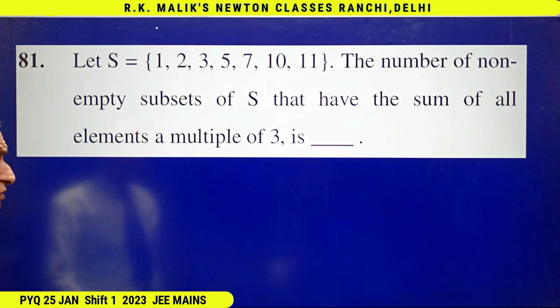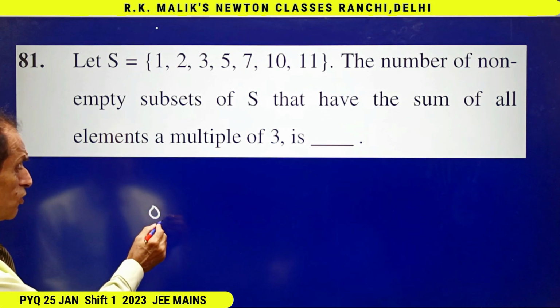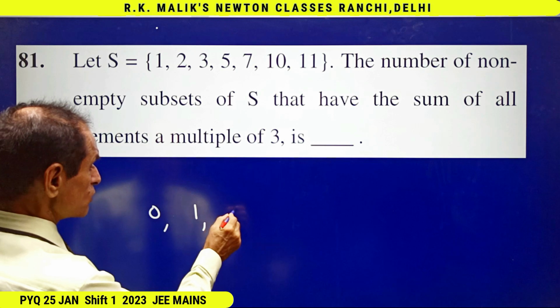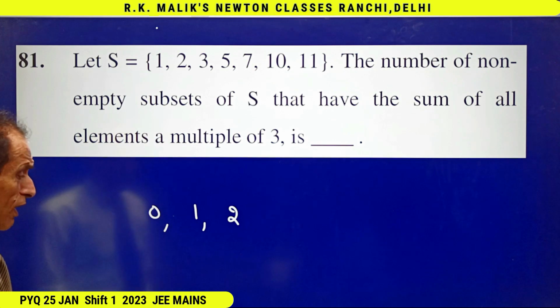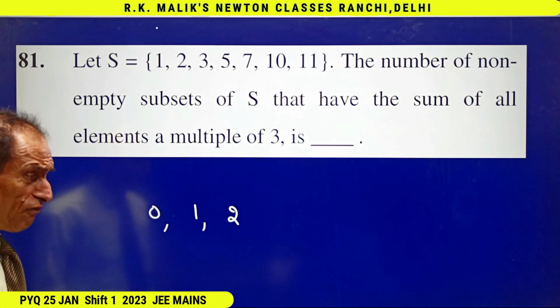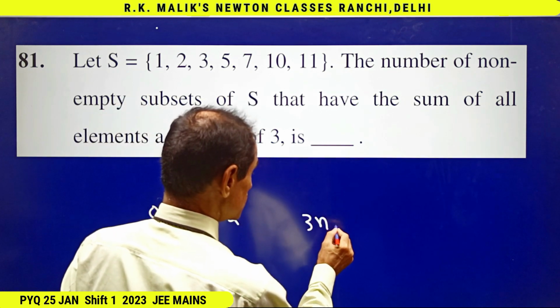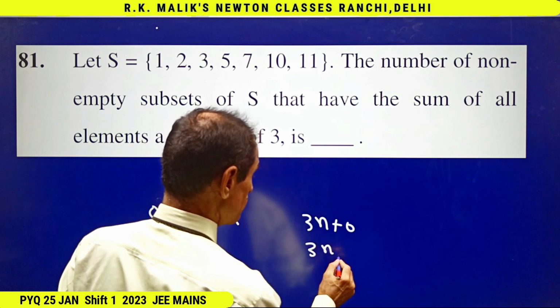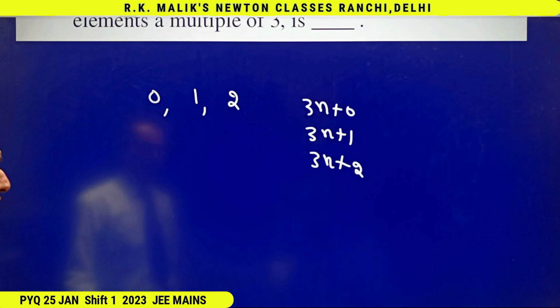You know that whenever a number is divided by 3, either the remainder is 0 or the remainder is 1 or the remainder is 2. Remainder 3 is not possible, because when a number is divided by 3, the remainder is either 0, 1 or 2. It means every natural number is in the form of 3n plus 0, or 3n plus 1, or 3n plus 2.